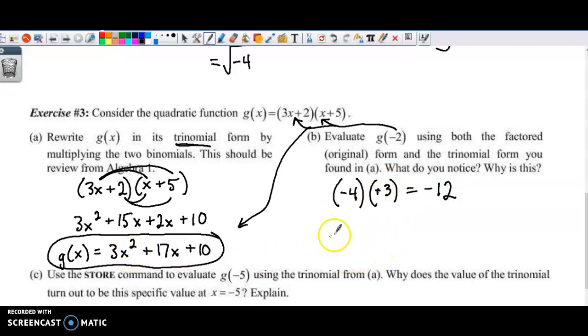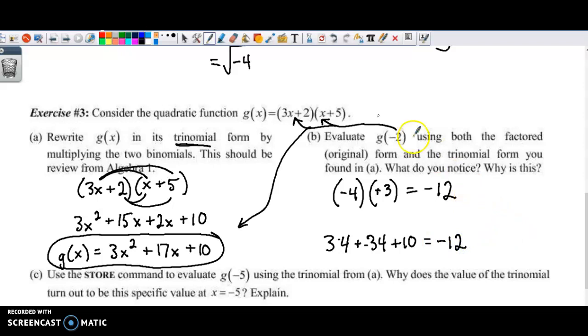But if I plugged it in down here, negative 2 when you square it would be 4. And then 17 times negative 2 would give me negative 34 plus 10. So we're looking at 12 minus 34 plus 10. And you get an answer of negative 12. You can double check with the calculator.